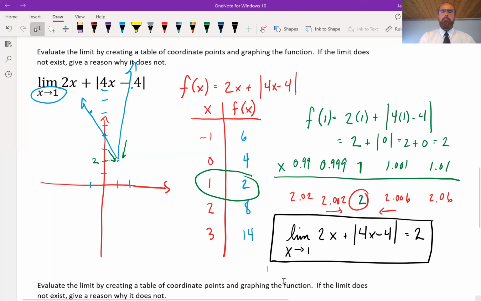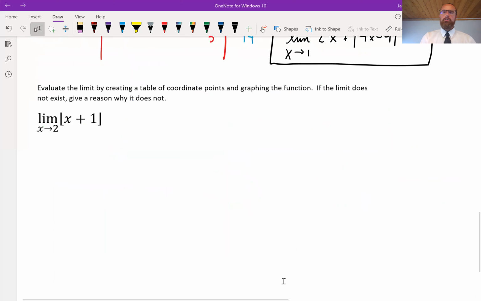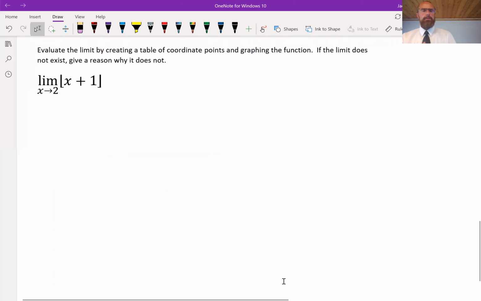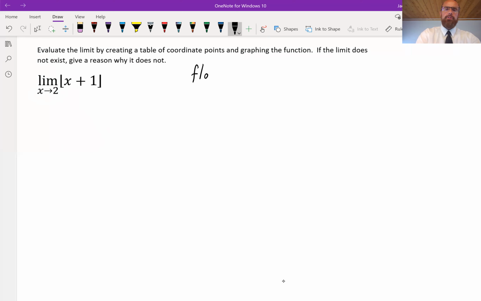Let's take a look at one final function. So this function, it looks a little bit like absolute value, but let's read it. So we're interested in the limit as x approaches 2 of the floor function. So the name of this function is the floor function, which is also known as the greatest integer function.